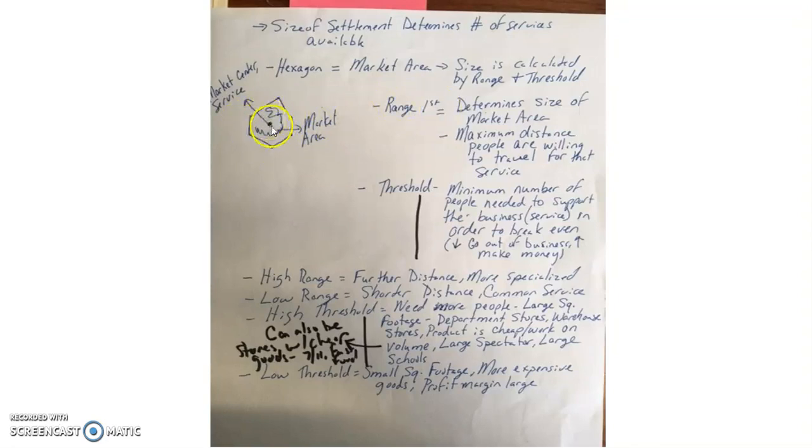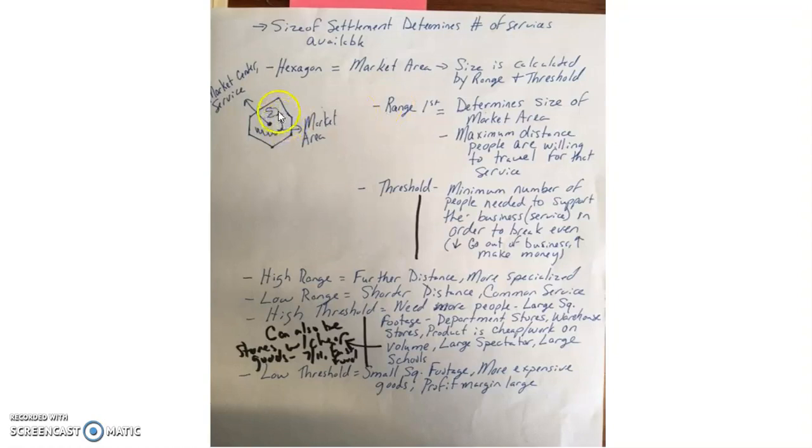So in order to determine this market area, and the market area is this hinterland here, or what we call the functional region, or the market area. So the hexagon is the market area, or what we call the hinterland, or the functional region for this service. And the range is determined first. The range determines the size of the market area.